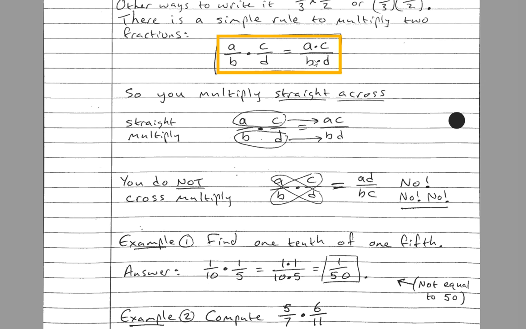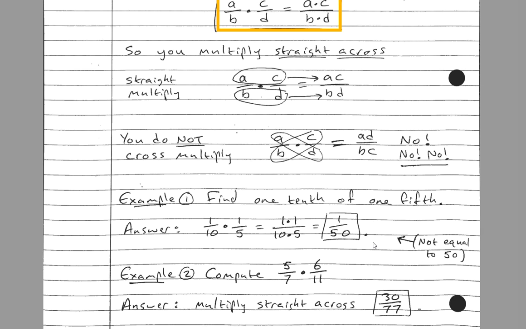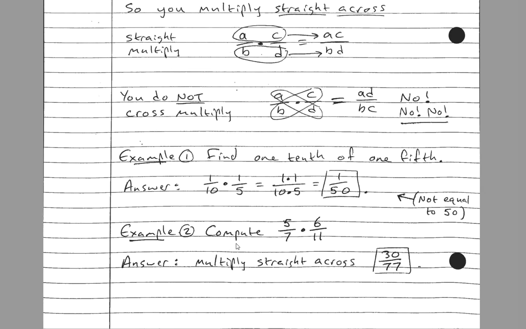All right, so multiplying fractions, you're just multiplying straight across. You don't need to get any common denominators, anything like that. It's much easier. Just multiply like this. Another example, compute 5/7 times 6/11. So that's 5 times 6 is 30. 7 times 11 is 77.